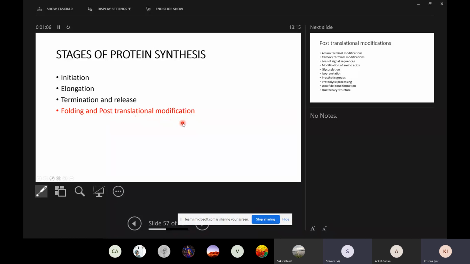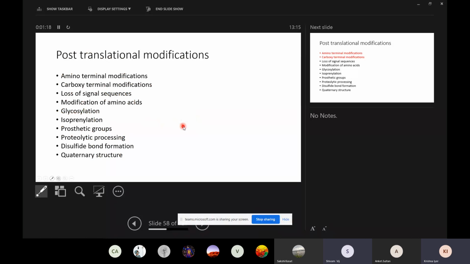This modification occurs both in prokaryotes as well as eukaryotes, but to a much greater extent in eukaryotes. Some of the modifications that we listed were as follows: amino terminal modification, carboxy modifications, loss of signal sequence, etc. And we started looking at each one of them separately. So the first type of modification was amino terminal modification and carboxy terminal modification.